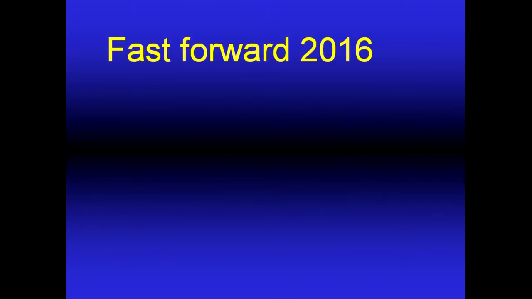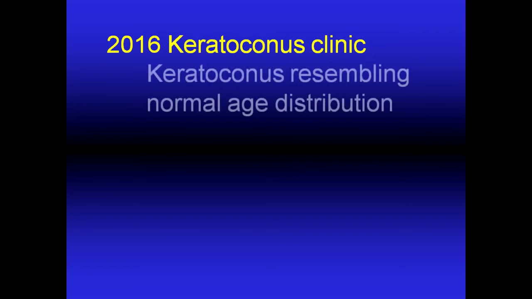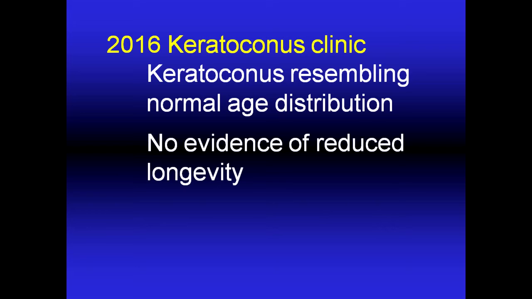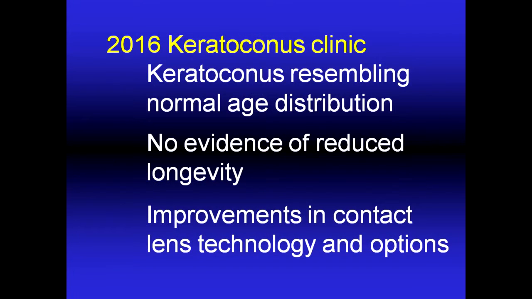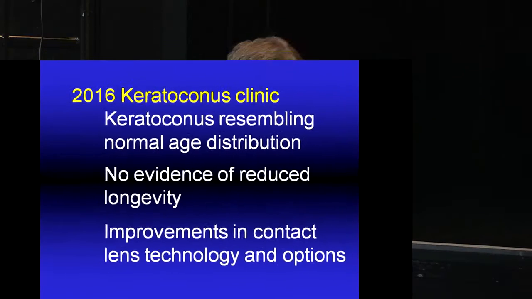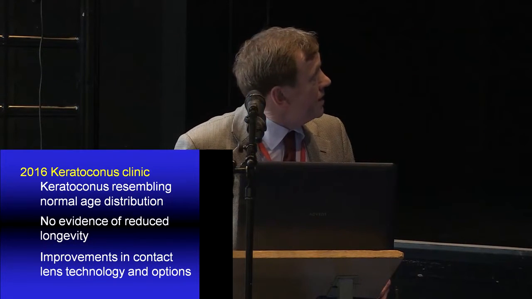But after that, interestingly, the demography changed year on year, and it became much more normalised. All right. So fast forward to 2016. If we look at the keratoconus clinic in 2016, now keratoconus is resembling much more of a normal age distribution. And next, please. And there is no evidence of reduced longevity as far as I can make out. And then we've had lots of improvements in contact lens technology and contact lens options. And the next one.